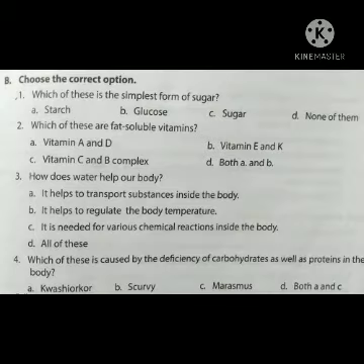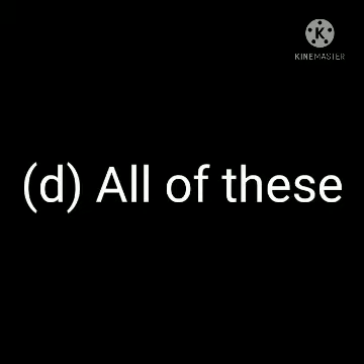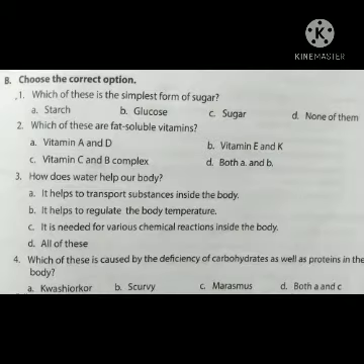Number 3. How does water help our body? Option A. It helps to transport substances inside the body. Option B. It helps to regulate the body temperature. Option C. It is needed for various chemical reactions inside the body. Option D. All of these options. The answer is option D. All of these options.